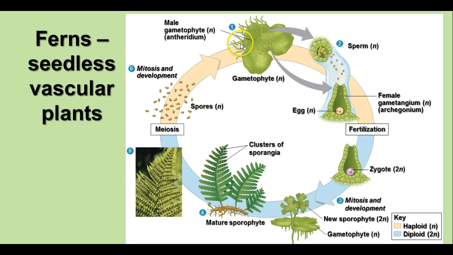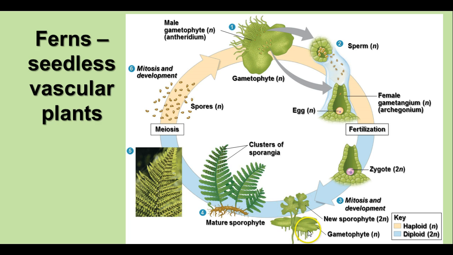The gametophyte is a very small leaf-like structure that's about maybe a quarter to a half an inch in diameter, very small. And on the gametophyte, you have both the male gametophyte, antheridium, and the female gametophyte, the archegonium, present on the same plant. They also require water for the sperm cells to travel to the egg cells in the archegonium.